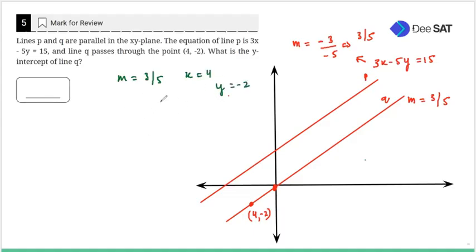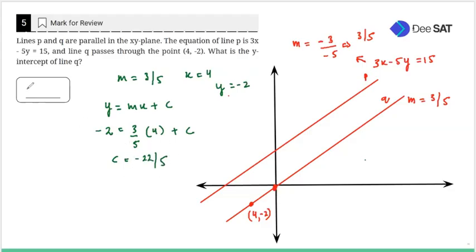I can easily find the value of c. y is equivalent to mx plus c will be the case. I'm putting y equals minus 2, m is 3 by 5, x is 4, plus c. When I solve it, the value of c will be equivalent to negative of 22 by 5. You just need to solve it.